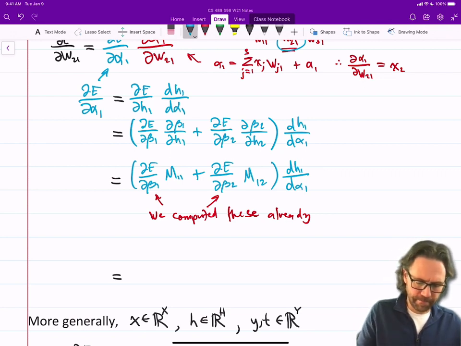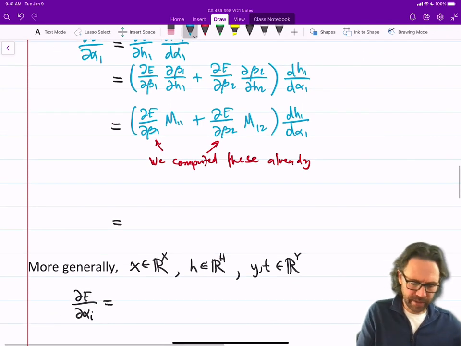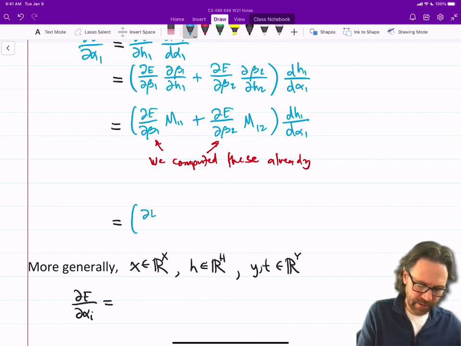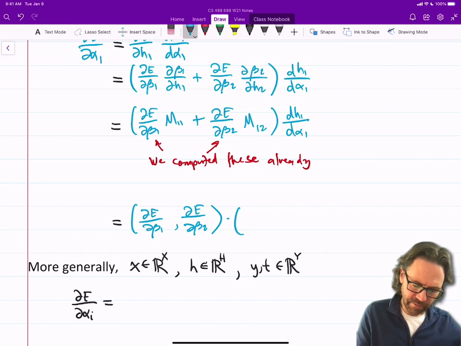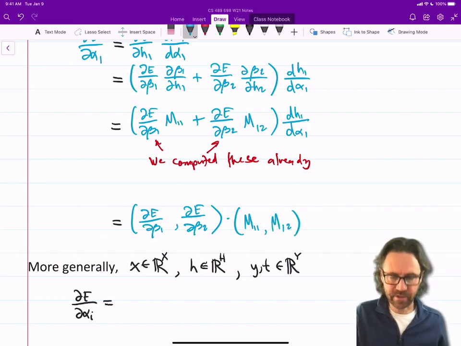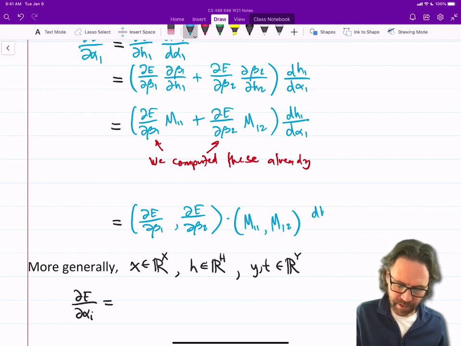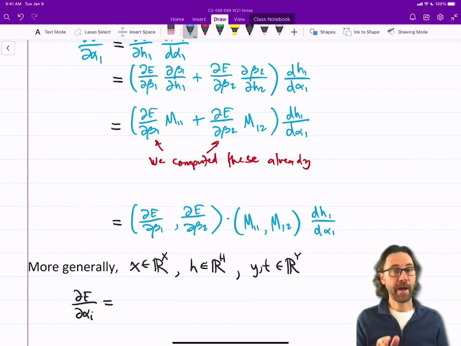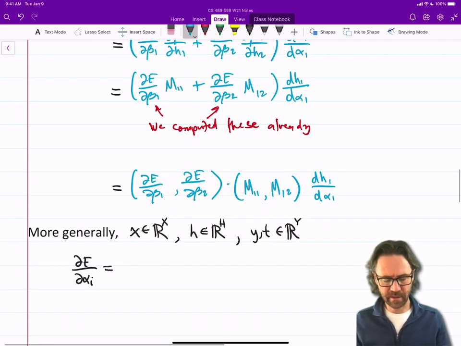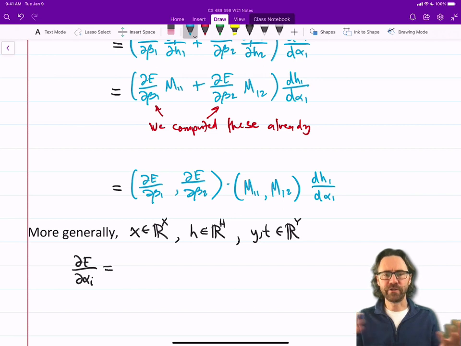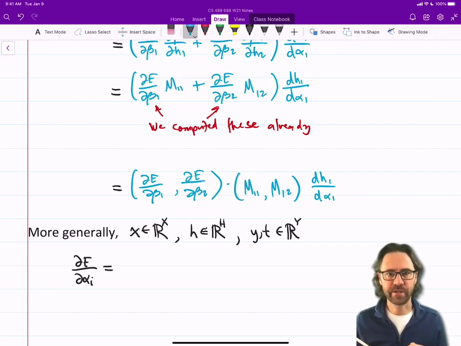So then we can rewrite all that stuff up there as a dot product. ∂E/∂β1, ∂E/∂β2, putting those two in a vector, dotted with M11, M12 again as a vector, and that dot product turns into a scalar multiplied by ∂H1/∂α1. Okay, so that's the pattern. And this pattern will be repeated. I'll generalize it. In fact, let's generalize it now.